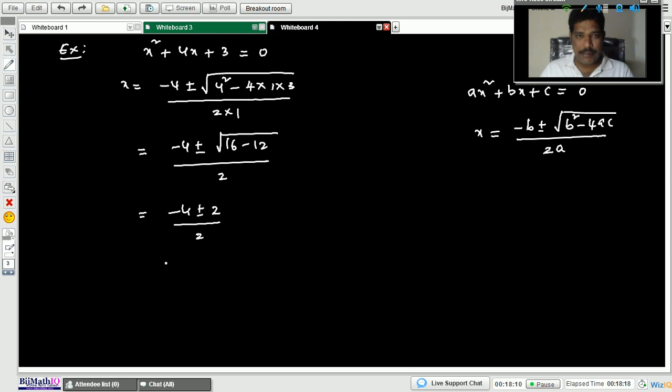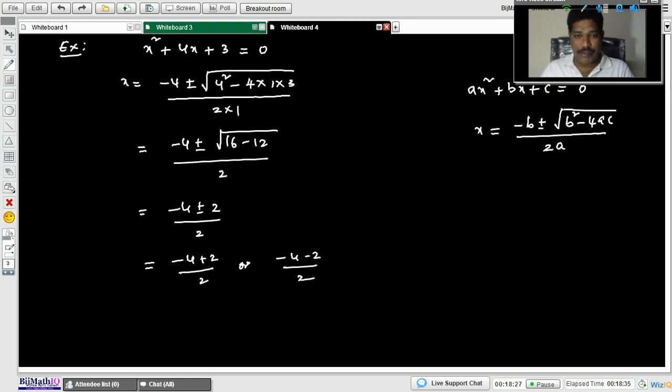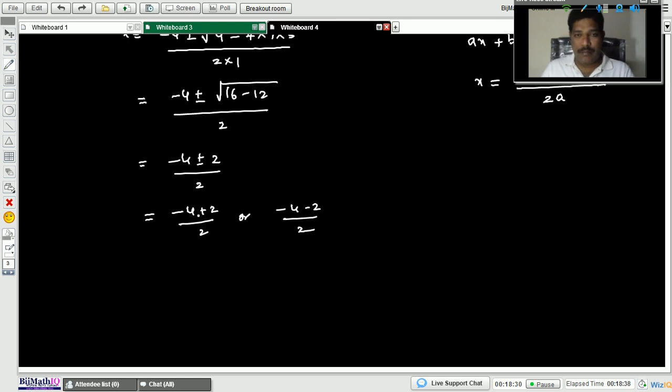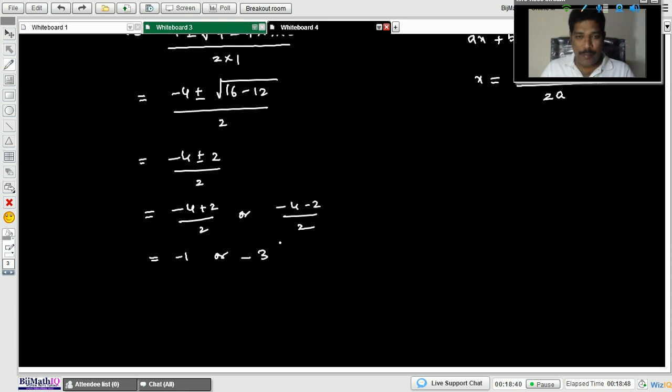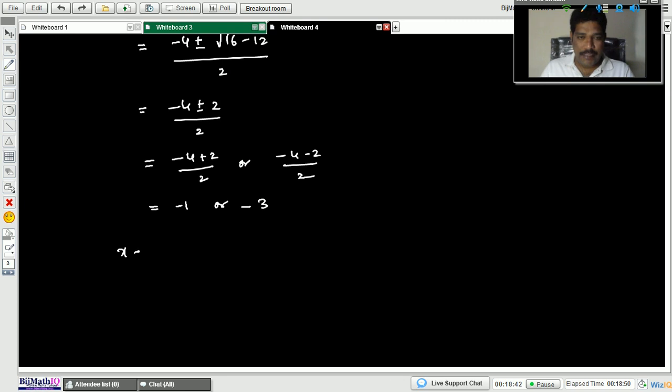Next, simplifying this: minus 4 plus 2 by 2, or minus 4 minus 2 by 2, because there is plus or minus, so one time we are taking plus, one time we are taking minus. So minus 4 plus 2 means minus 2, minus 2 by 2 means minus 1. Or here, minus 4 minus 2 means minus 6, minus 6 by 2 means minus 3. So how many roots are you getting here? The x values are minus 1 comma minus 3.